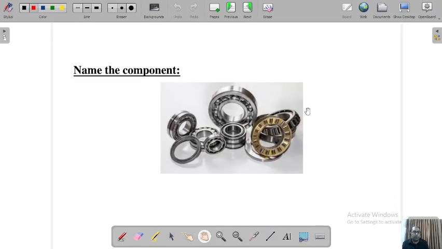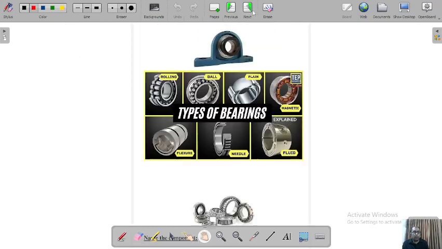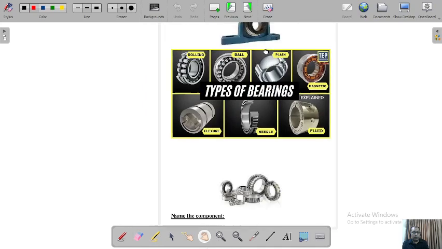Name the components. Now this is the component I will give you. You have to name what type of component it is, just by seeing the picture. Then you have another component. These are the ball bearings. One of them. What is the name of this component?